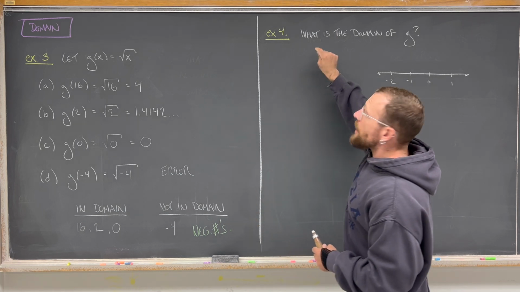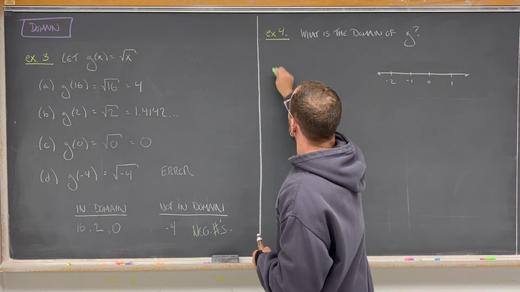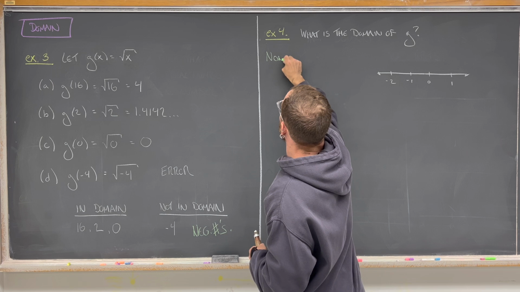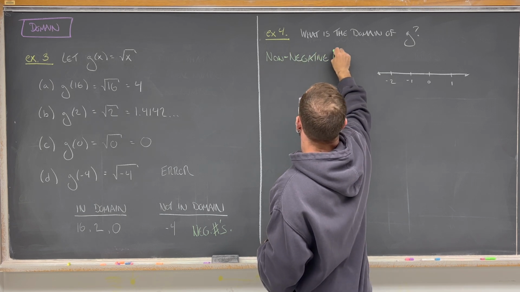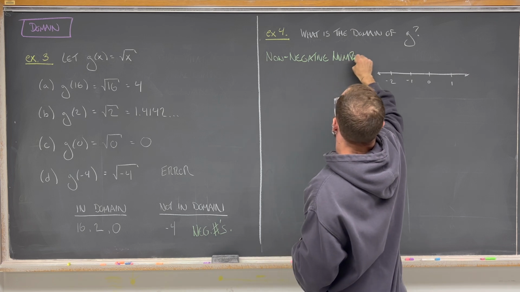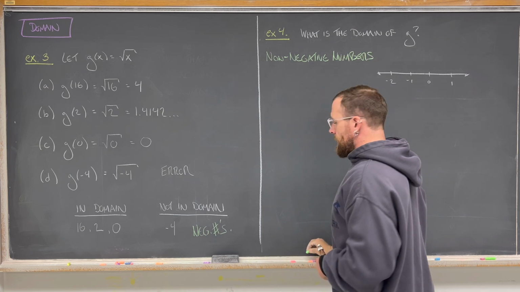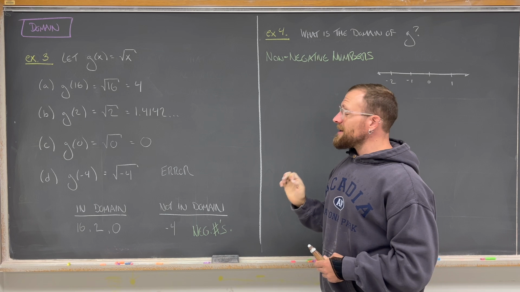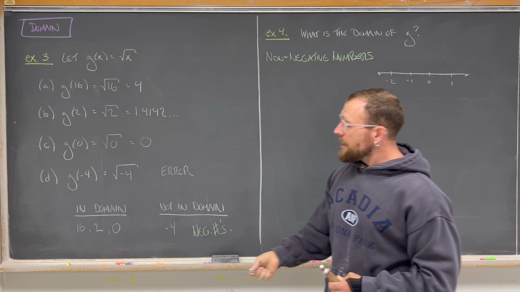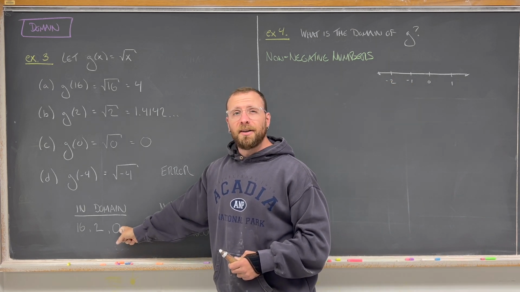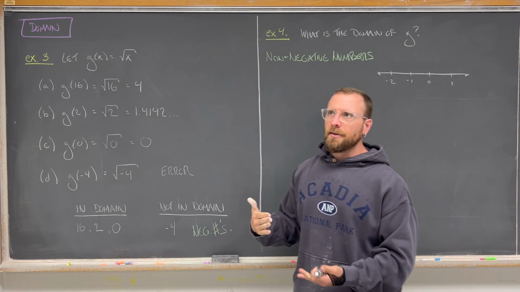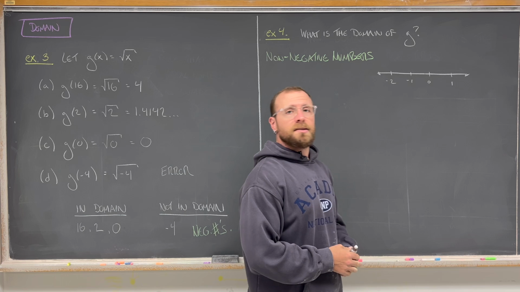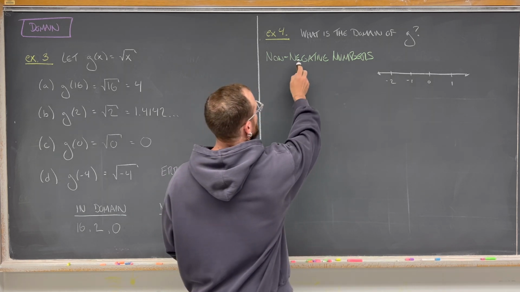So what numbers are in the domain? Well, it would be the non-negative numbers. Being really nitpicky here, I'm not saying the positive numbers because 0 is not positive, but it is in the domain. So it's all of the numbers except the negative numbers. It's the non-negative numbers. That's the domain. That's how I would say it in words.